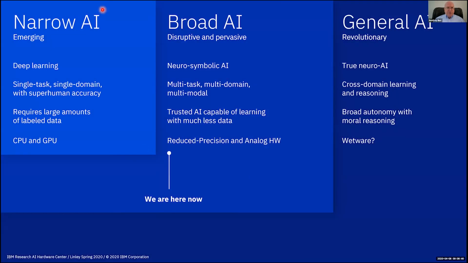So that has put us into and through the era of narrow AI. It's probably past emerging; we need to change this label. It's focused on this deep learning that I just talked about on the previous slide. It's really good at a single task in a single domain, and it can get to superhuman accuracy. We've seen that in a number of different fields. It has a slight weakness in that it requires large amounts of labeled data.